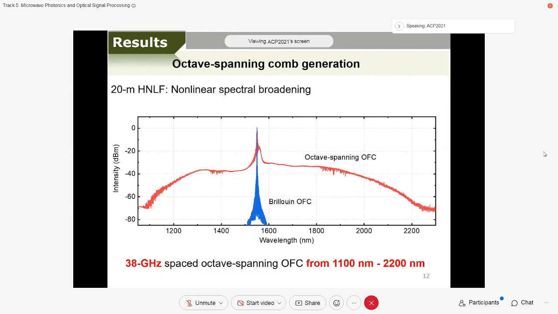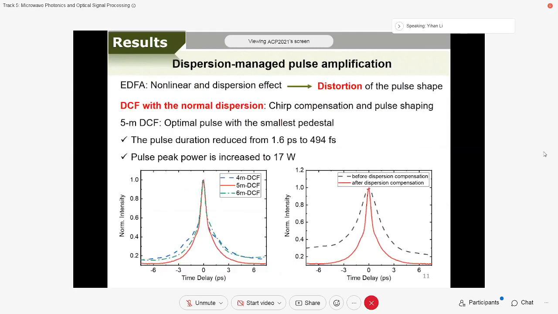I have a question. Can you go back to your experimental results showing the compressed pulse? I think in the conclusion you said that the generated optical frequency comb is about 15 nanometers wide, right? And looking at this compressed pulse, it doesn't seem that you have compressed the pulse to the bandwidth limited case. Can you comment on this?